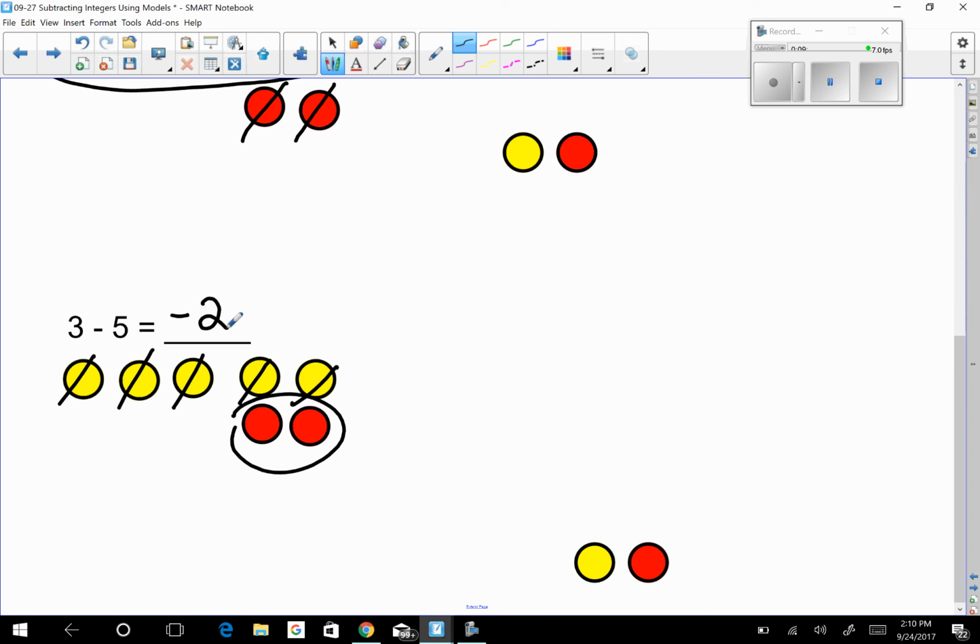And that's it for our examples. Just remember that when you are trying to show these problems on your homework, you need to show that you're bringing in the 0 pairs. Then you need to show the crossing out of what you're taking away. And then you circle what is left. And that's going to signify your answer. And then you also need to write your answer down as a number, just to make sure you have everything complete. If you have questions, please be sure to ask them. And we'll do a few more examples together.